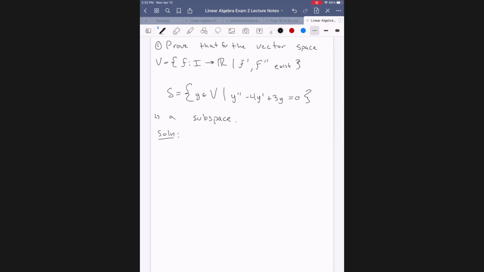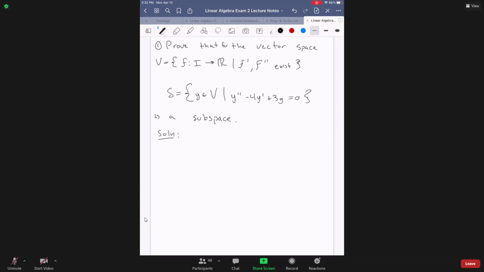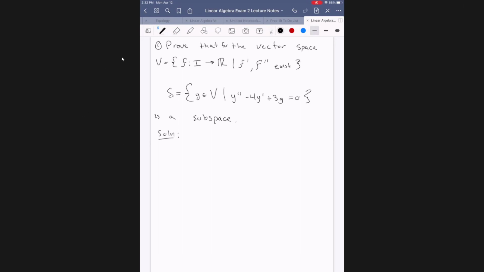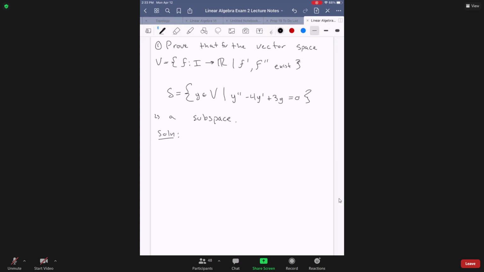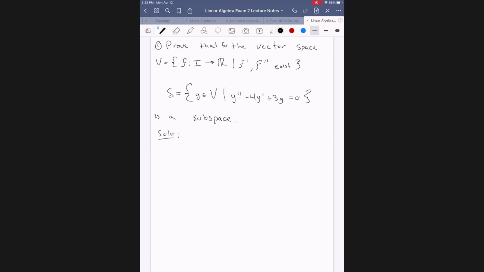So if you guys are proving something is a subspace, what do you have to check? Yeah, closure. Yes, closure for addition and multiplication, right? And there's one more thing. Yeah, the zero vector, right? We need to know if the zero vector is in here. Okay.